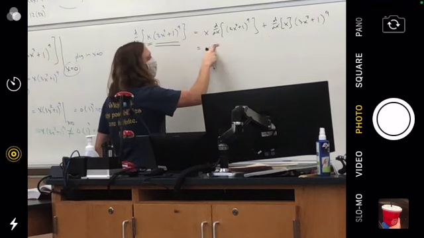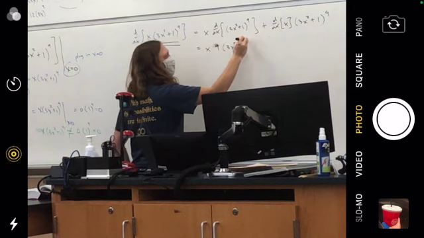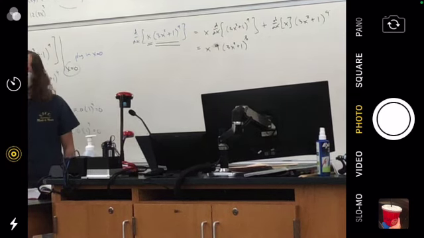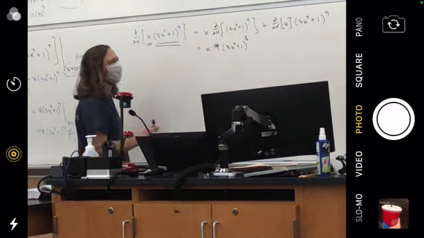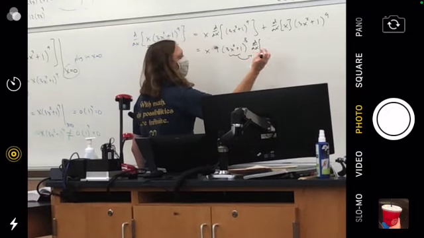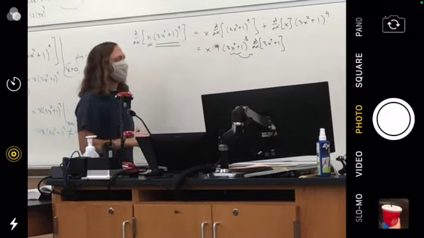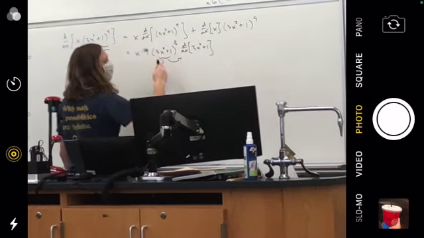Bring down the 9. Leave all of this alone. Subtract 1 from the power. And now fix it. And then multiply by the derivative of the inside. Alright. So that's the first piece.